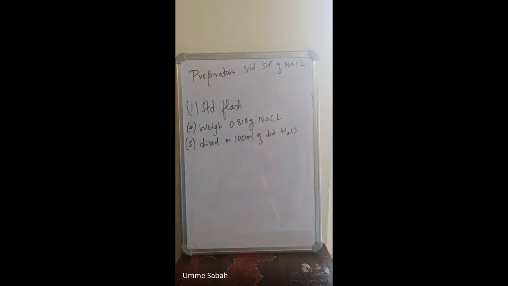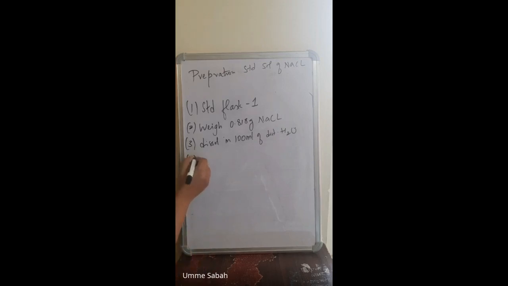Okay? In standard flask 1, you will add sodium chloride salt, which is 0.181 grams. After weighing 0.181 grams, you are adding the sodium chloride salt in the standard flask, and then you will dissolve the particular salt in distilled water of 100 ml. This is your first step of standardization.